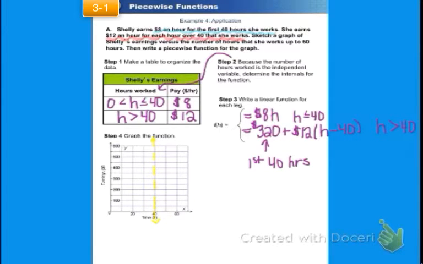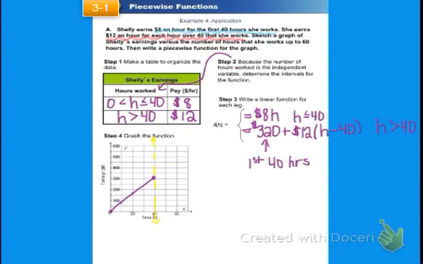So if we wanted to graph this, we could just calculate some different number of hours she could work. Like she could work 10 hours. If she worked 10 hours, she'd get $80. That would maybe be right around here on the graph. If she worked 20 hours, that would be $160. That might be right around here. If she worked the full 40 hours, it'd be $320, which would be right here on the graph, right on that boundary line, because that's where it changes over. If she worked 0 hours, of course, she gets $0. So you've got a linear function up to there.